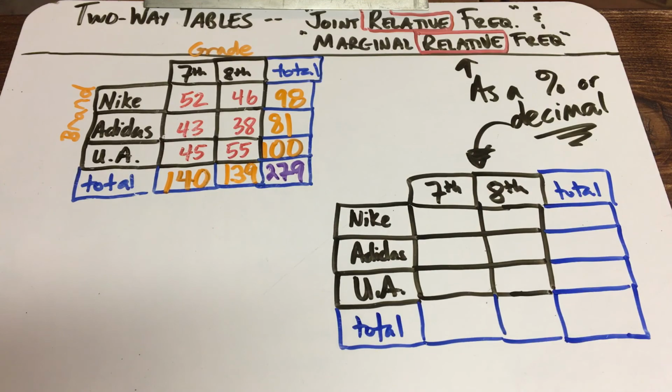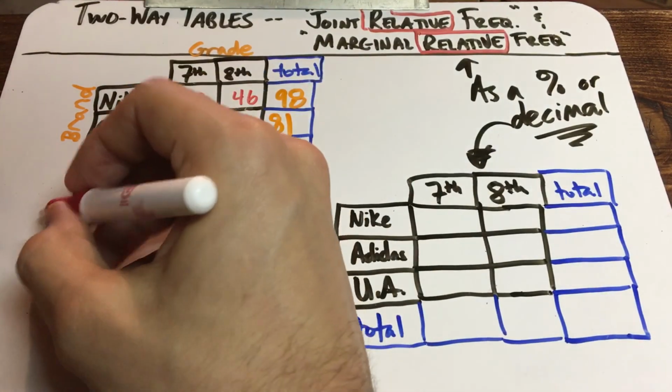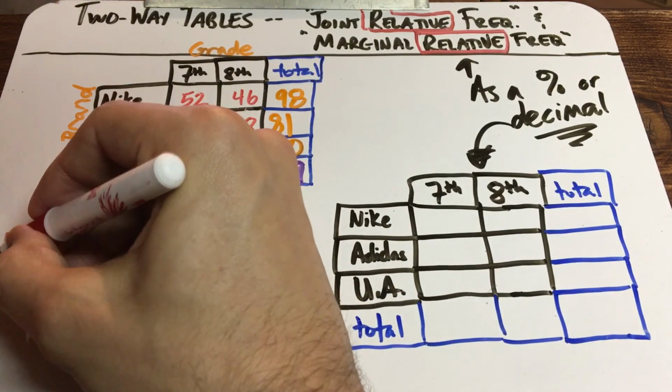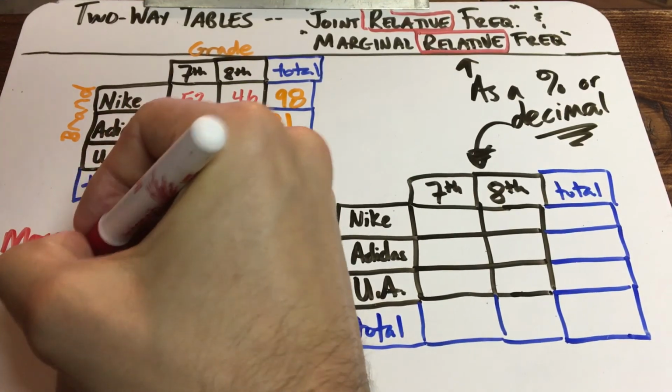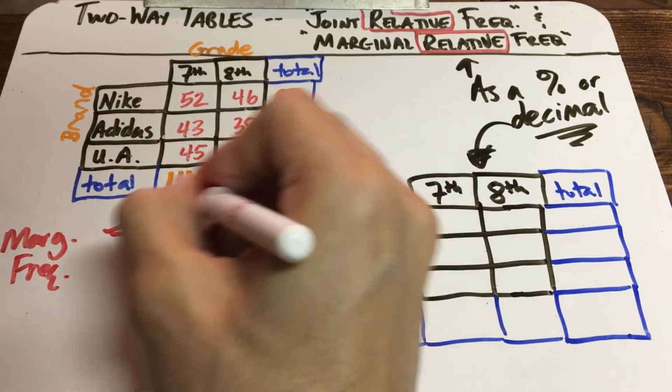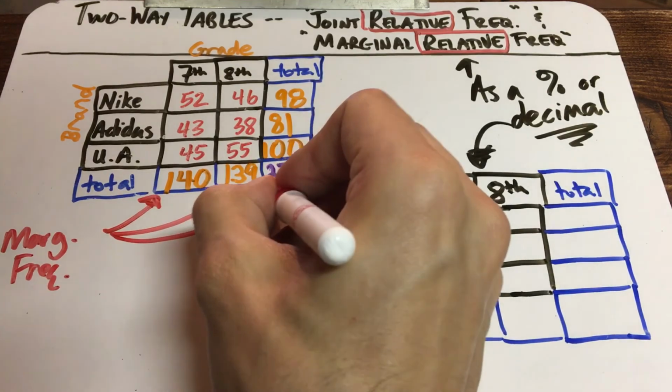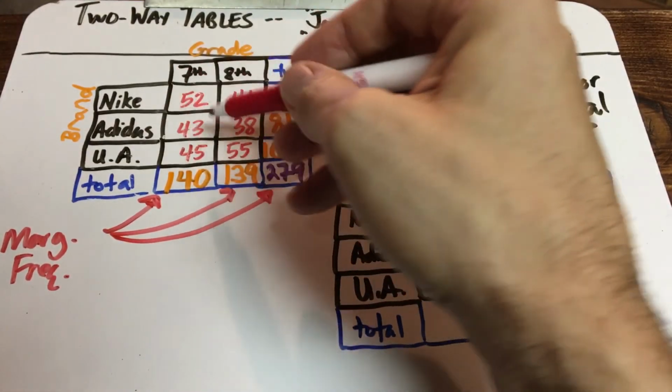And so basically, these numbers are the marginal frequencies. These are the marginal frequencies, right? These numbers down here, these totals that we added up. And the joint frequencies are the red numbers up here.